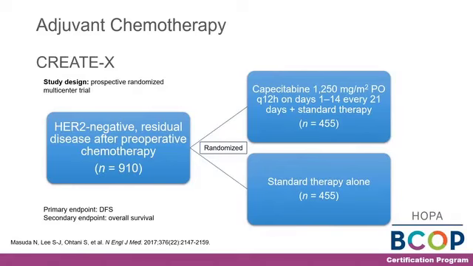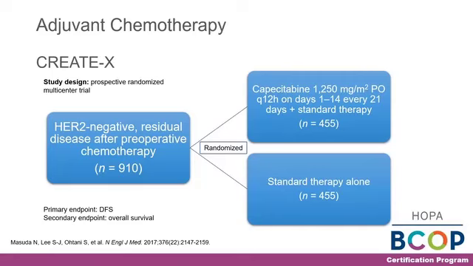Another more recent change to adjuvant chemotherapy recommendations is based on the CREATE-X study, which has changed recommendations for patients who have hormone receptor negative, HER2 negative breast cancer with residual disease following neoadjuvant chemotherapy. And so I'm going to go through the CREATE-X data here briefly for you.